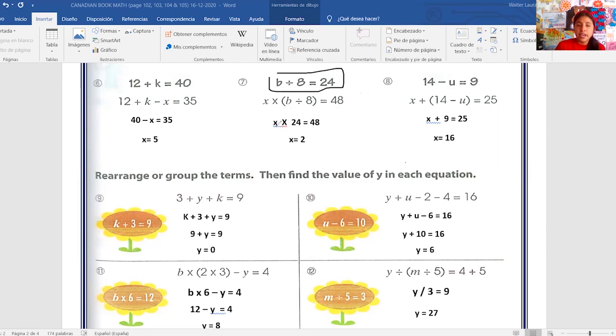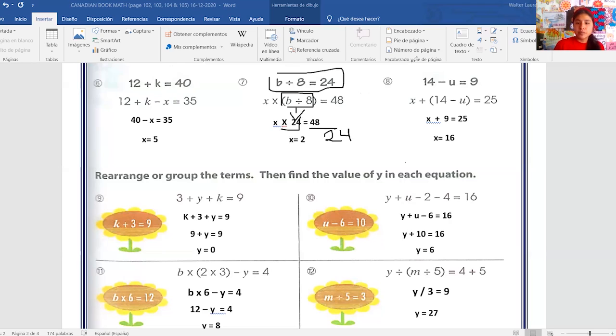So here we have x times, this one we have the value of this, right? So it is 24. Yes, that's right. X times 24 equals 48. Okay, miss, here is multiplication, right? So in this case it will be division, the opposite, right? 48 divided by 24 equals 2. So the value of X is 2.